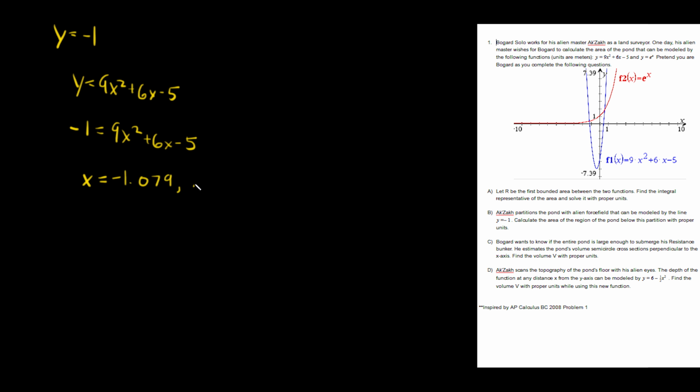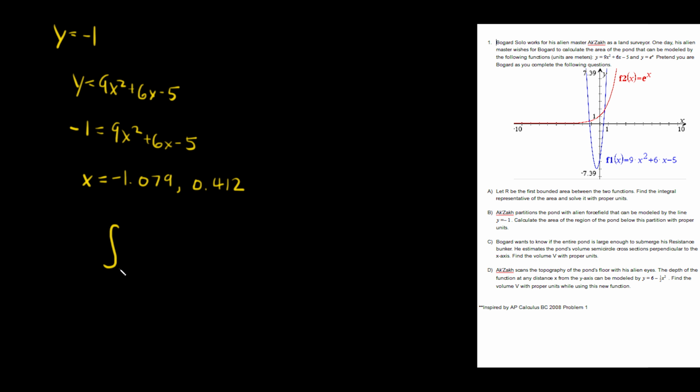Okay, so for part B, we want to find the area of the function below the line y equals negative 1, right? So basically, we have to find where y equals negative 1 intersects with the function that's below it, which is y equals 9x squared plus 6x minus 5. So we set them equal to each other. We found out that x is approximately equal to negative 1.079 and 0.412, right?